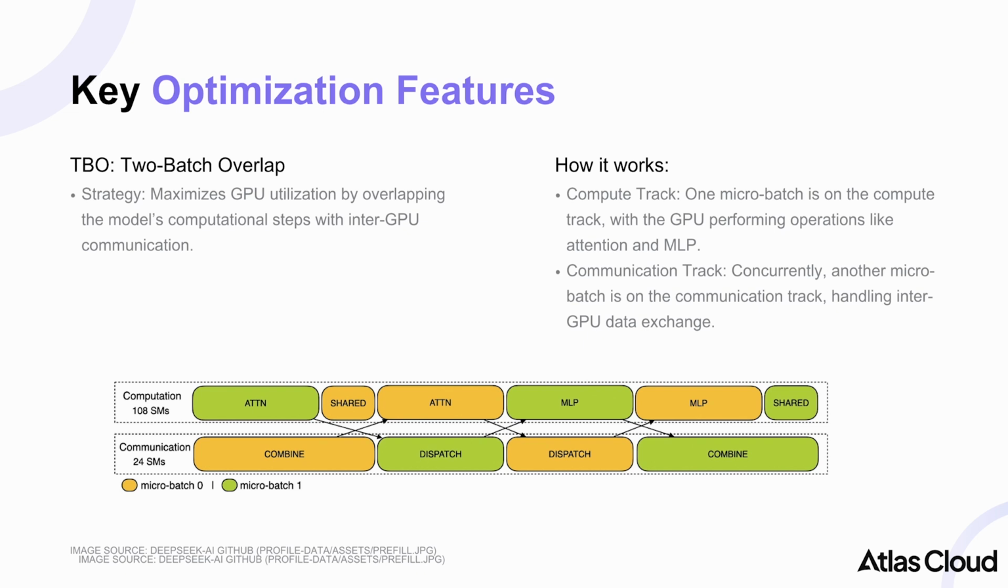Simultaneously, a second microbatch runs on the communication track, which handles inter-GPU coordination. This includes tasks like combining and dispatching tokens across GPUs in the cluster. By running these tracks in parallel, the system reduces idle time and boosts overall throughput.